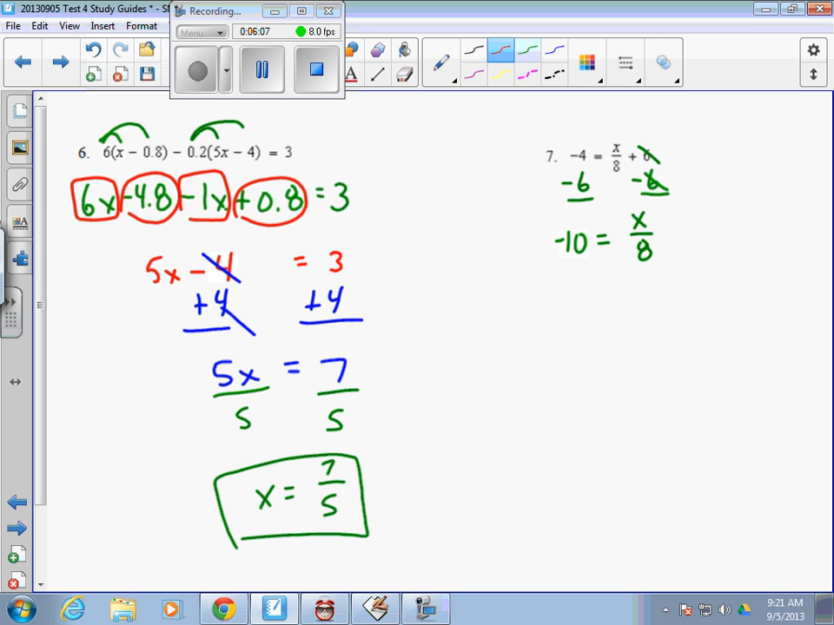Undo divide by 8 by multiplying by 8. If you do this, multiply to the right, do the same exact thing to the left. 8 times negative 10 is negative 80. Equals 8 divided by 8 will cancel out x.